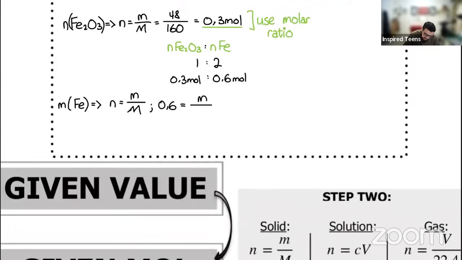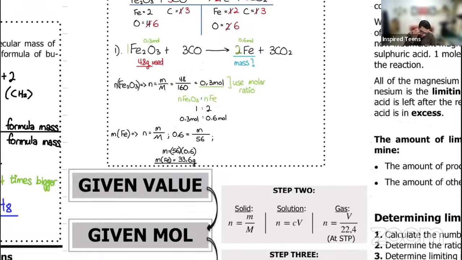Mass, which is what we want, divided by the molar mass. The molar mass of Fe is 56. So therefore, the mass is equal to 56 times 0.6. And the mass of iron, when you multiply these two, your answer is going to be in grams, is 33.6 grams. Okay, so yes, that's just basic stoichiometry.